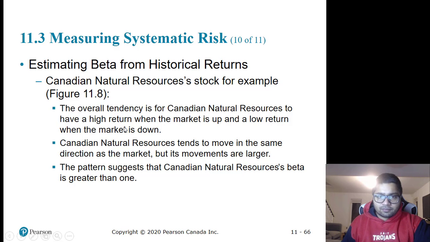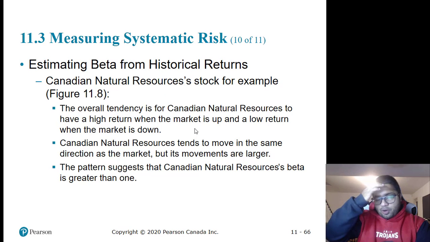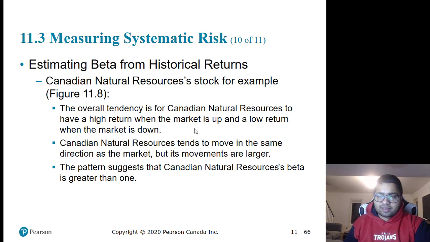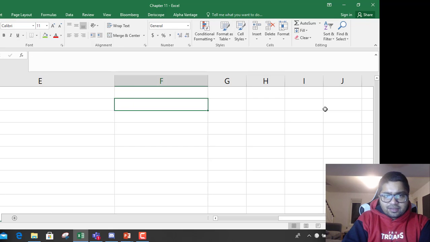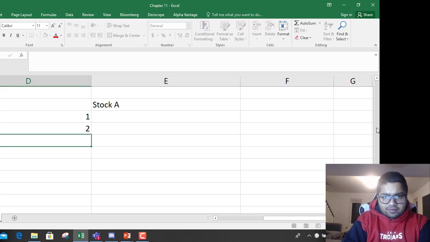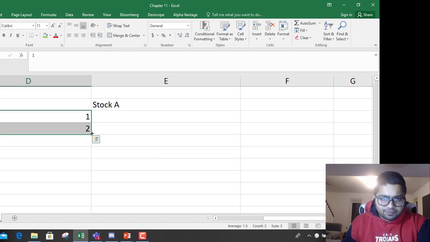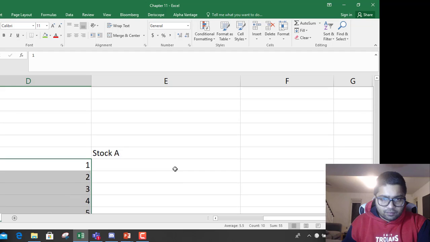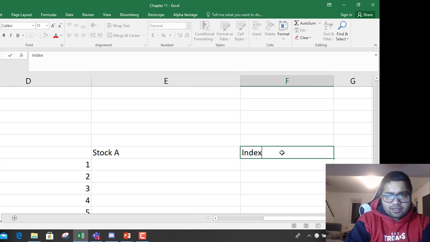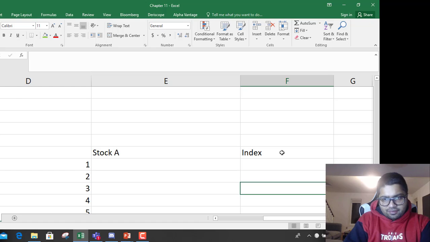Okay, how do you estimate beta from historical returns? You plot returns of a particular stock, you plot returns of the market index, and then you compute. I'll show you how to do it. Let's say we know stock A's returns in the last 10 years, and we know index returns in the last 10 years.